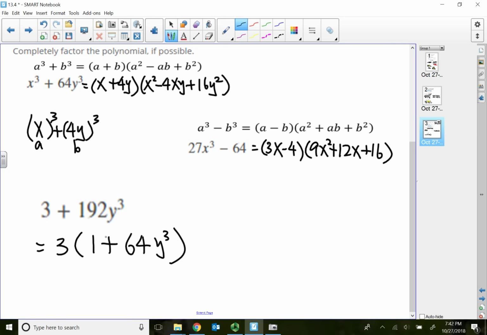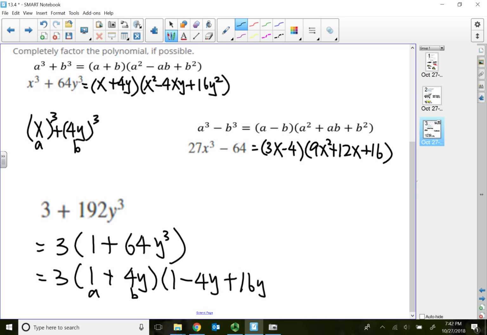So what was my 1 before it was cubed? This 1 is already cubed, which is still 1. So my a must be 1, plus my b. What was this 64y to the third before it was cubed? It must be 4y. So that's my a, that's my b. Then the formula says my a squared, which is 1. The next sign is minus, because these two signs have to be opposite. Minus my a times my b, which is 4y, plus my b, 4y, whole thing squared, which is 16y squared. So all this is going to be my answer.